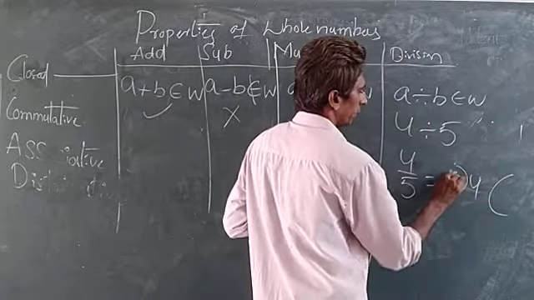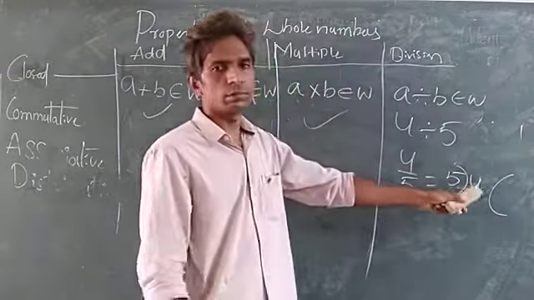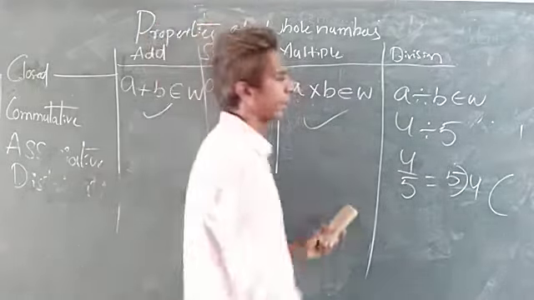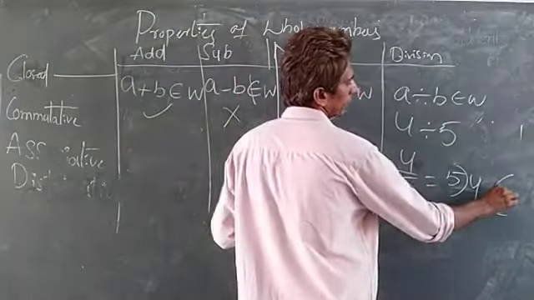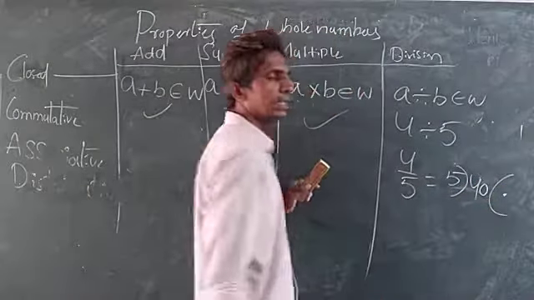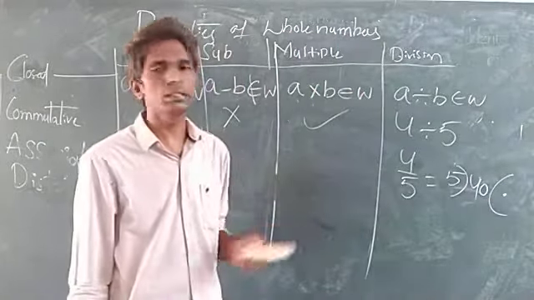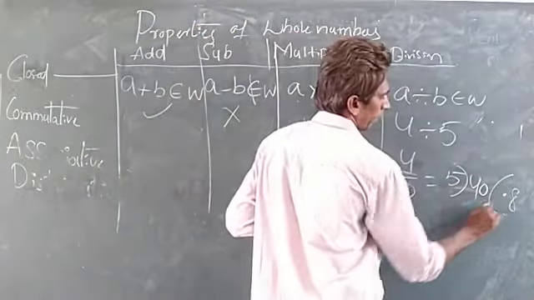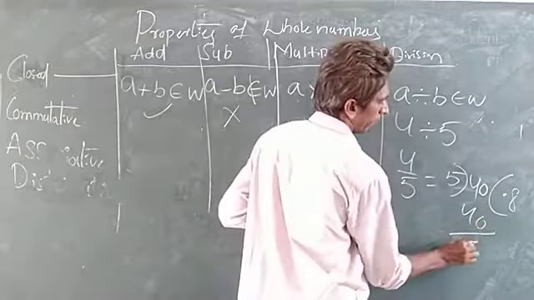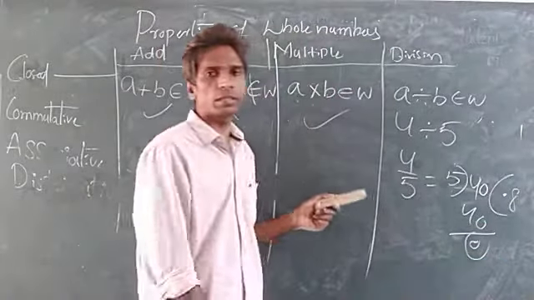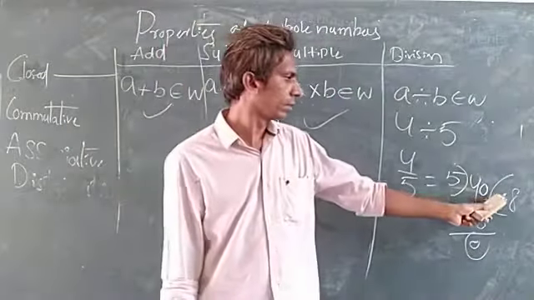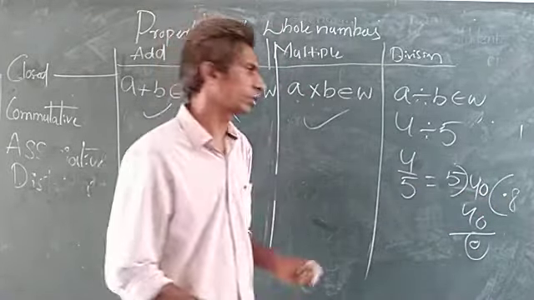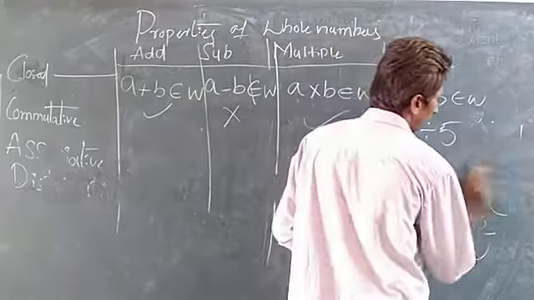4 divided by 5. 5 will not do the division, so I am taking a point. Point means in the dividend we can apply the 0 into the point. So 5 8s are 40. 5 8s are 40. So what is the remainder? 0. So what is the coefficient? 0.8 came.